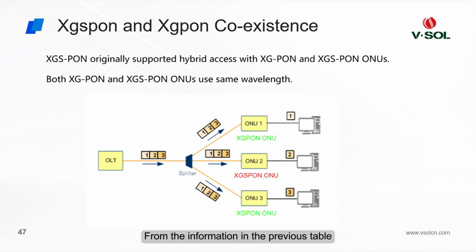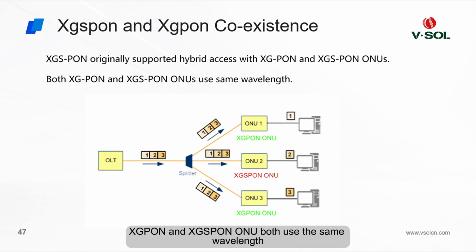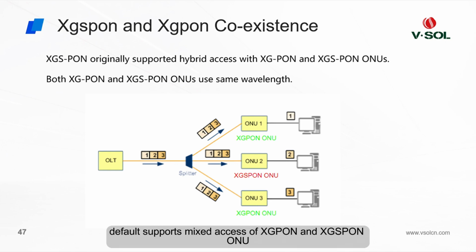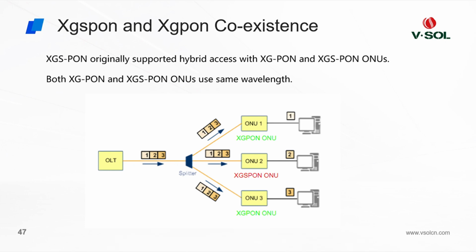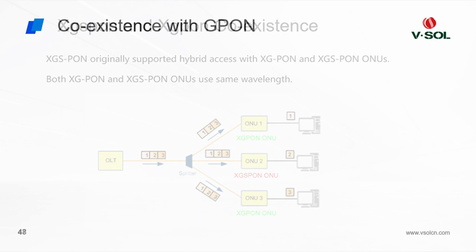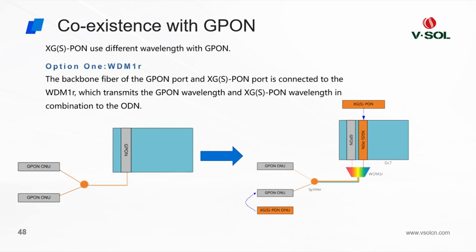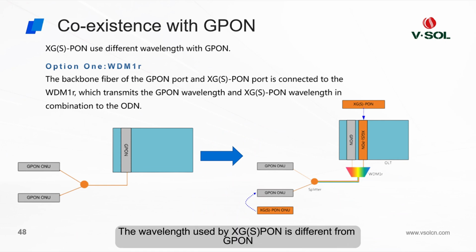From the information in the previous table, we know that XGPON and XGS-PON ONU both use the same wavelength. The standard of XGS-PON supports mixed access of XGPON and XGS-PON ONU by default. The wavelength used by XGS-PON is different from GPON.